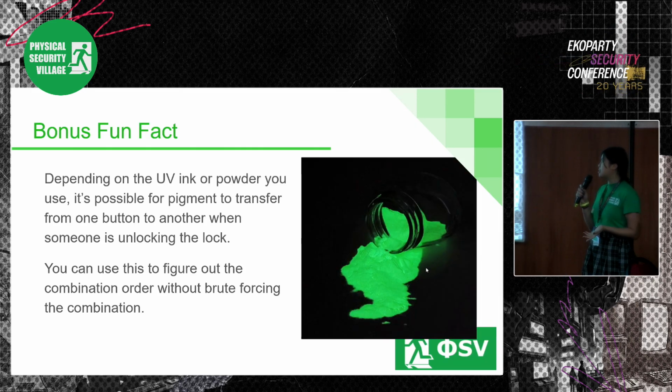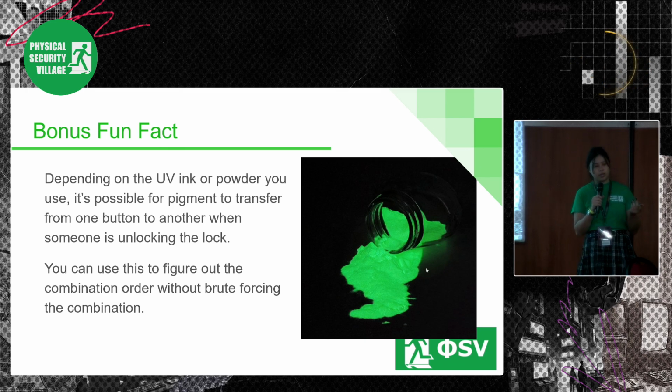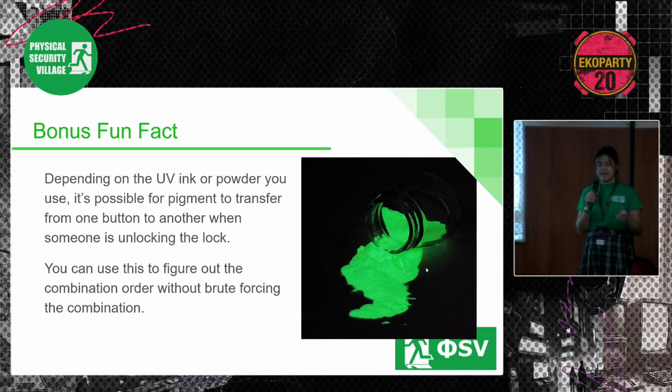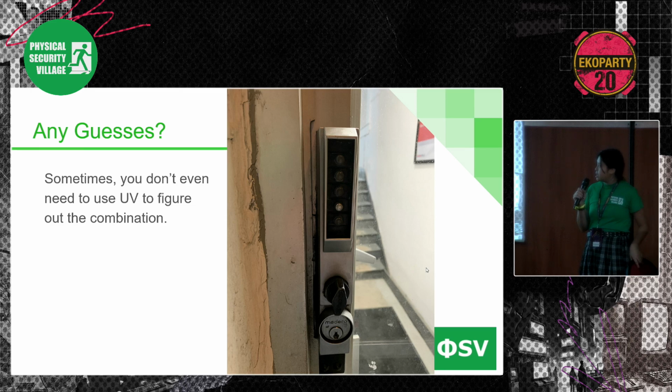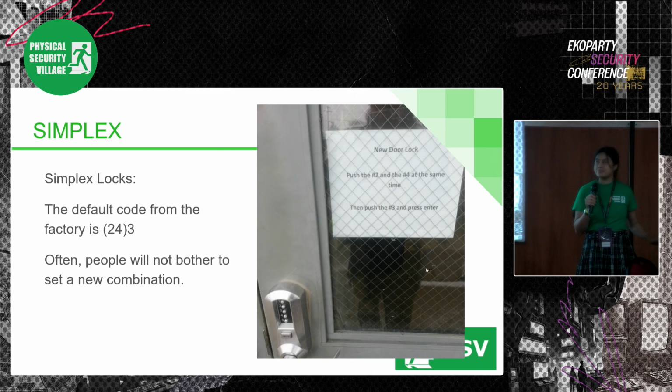In addition to that, pigment can transfer from one button to the other when someone's unlocking the door. So sometimes you can put some ink on one if you know that that's one of the buttons being used. And then if you see a little bit of ink transfer on 4 after that, you know that the number 4 comes after 1 in the combination. Sometimes you don't even need to use UV ink to figure out what the combination is. Sometimes you can just guess.